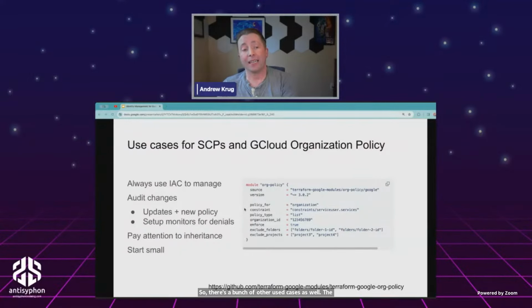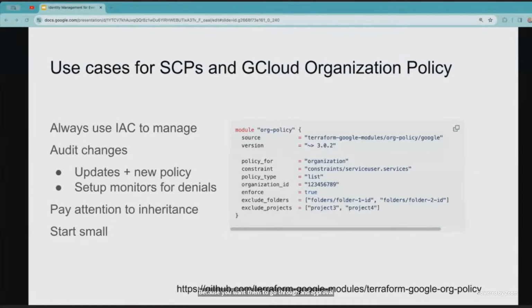The biggest piece of advice that I could give you is if you do decide to do this in your cloud provider environment, always use infrastructure as code to manage these policies, because you want them to go through an approval process, CI pipeline, et cetera. You want to audit the changes to that. You probably want an alert that fires every time they're updated or there's a new one. And then pay very close attention when you do roll one of these things out to how fast the rate of denials goes up in your cloud provider audit logs. Pay attention to the inheritance and start small. So you don't want to go heavy-handed with these all at once.